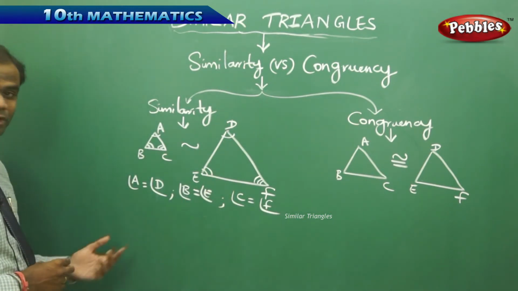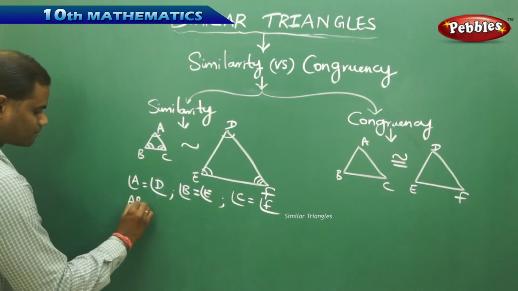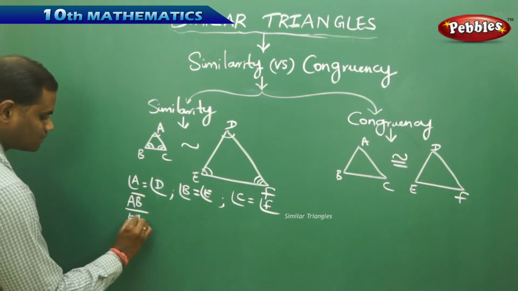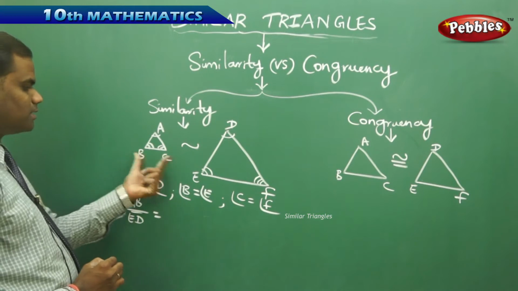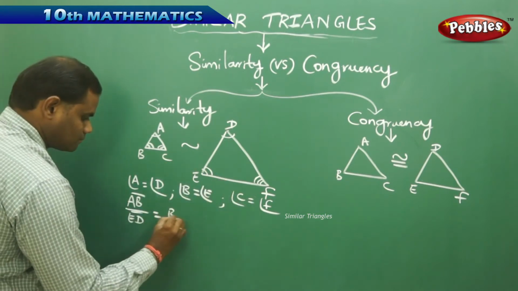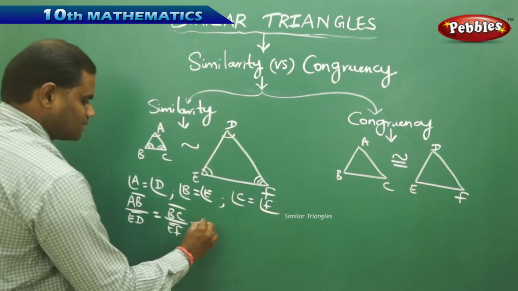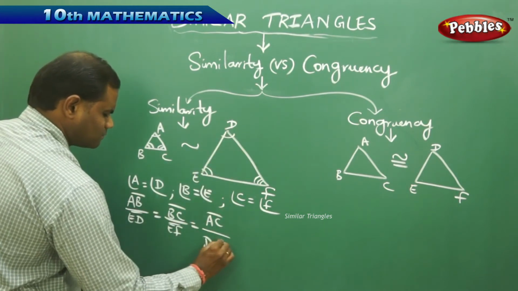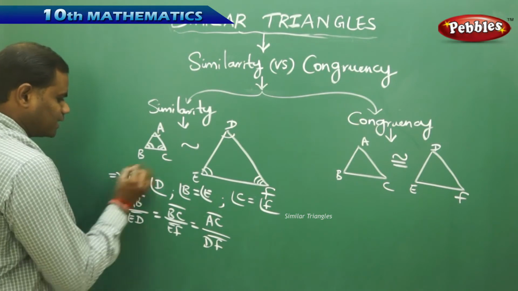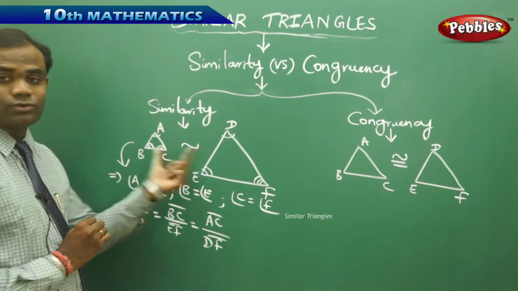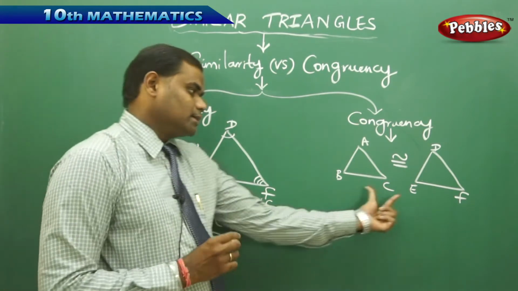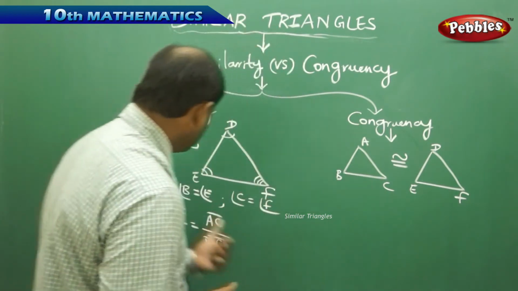Then I have the corresponding sides in the same ratio, that is AB by ED must be equal to BC by EF, that is equal to AC by DF, is what I get for similarity of two triangles. So when two triangles are congruent, let's see what the properties are.